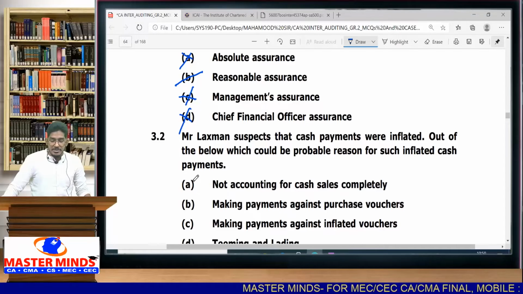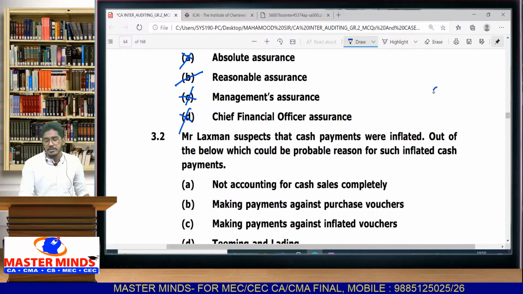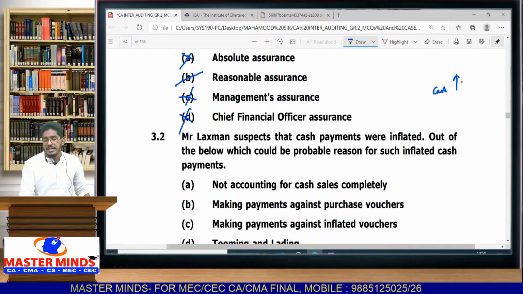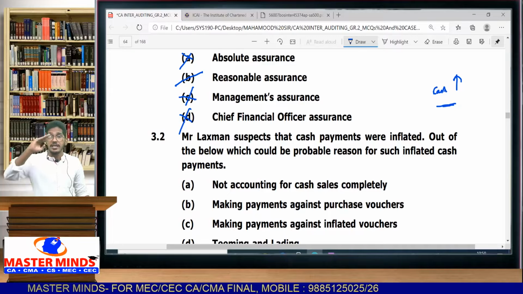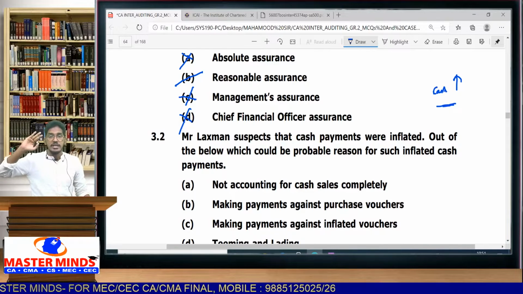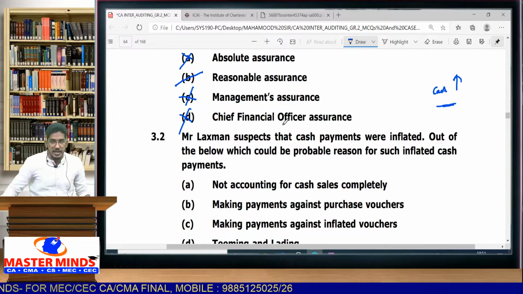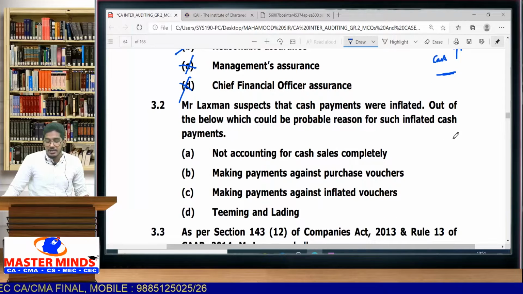Then Mr. Lakshman suspects that cash payments were inflated. He is thinking that whatever cash payments are shown by the organization, they are inflated. Inflated means shown higher than actual. They are showing higher cash payments than actual. Okay, inflated. Out of the below, which could be the probable reason for such inflated cash payments?